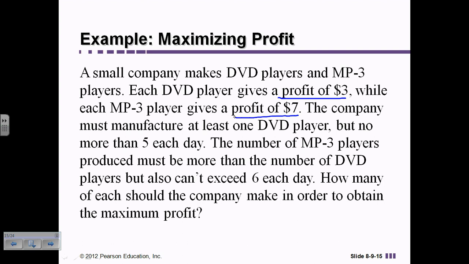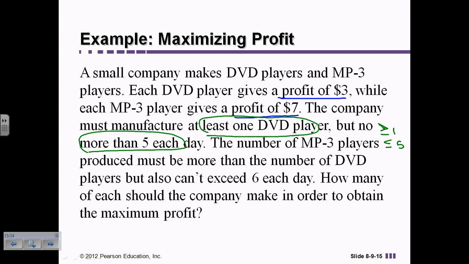The company must manufacture at least one DVD. This is a very important thing. At least one DVD player, but no more than 5 DVD players. So at least means greater than or equal to 1. No more than means less than or equal to 5.